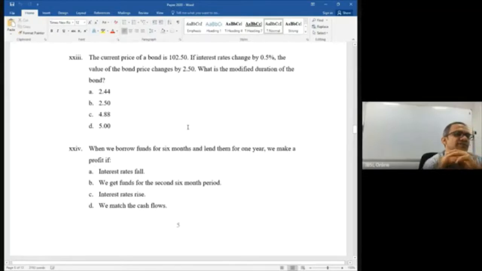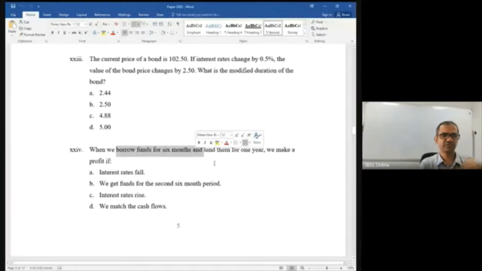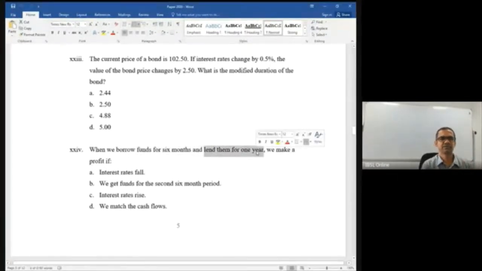When we borrow funds for 6 months and lend them for 1 year, we make a profit if... You borrow for 6 months and lend for 1 year. So what is the gap? And what do you expect? And when do you make a profit? You have a short-term liability. You borrow funds for 6 months, which means you have a short-term liability and a long-term asset for a 1-year period. What is the risk? So what is the gap, negative or positive?